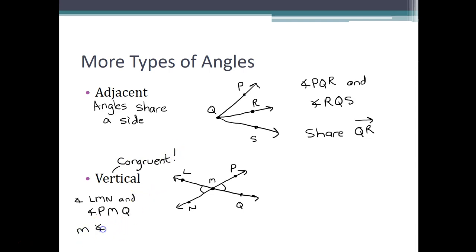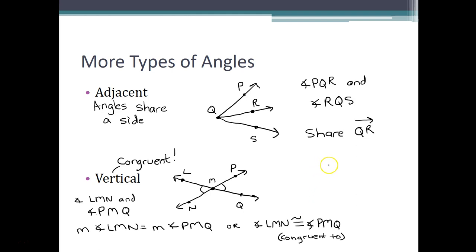So the measure of angle LMN equals the measure of angle PMQ. Or you could say that angle LMN is congruent to angle PMQ. That's the same measure. But also angle LMP and angle NMQ are vertical angles, because they're on opposite sides there. So LMP is congruent to NMQ. And vertical angles are the angles opposite each other on intersecting lines.